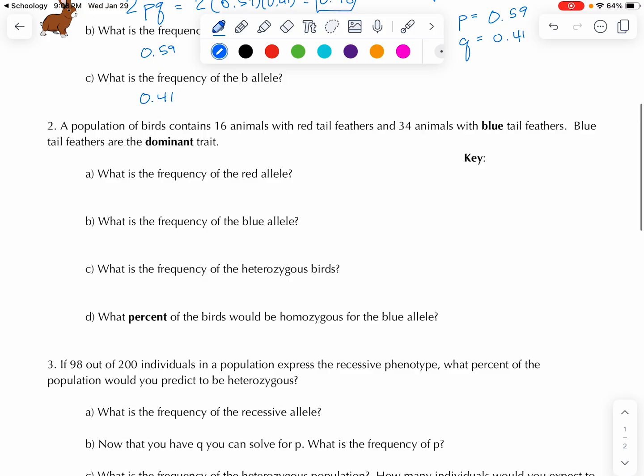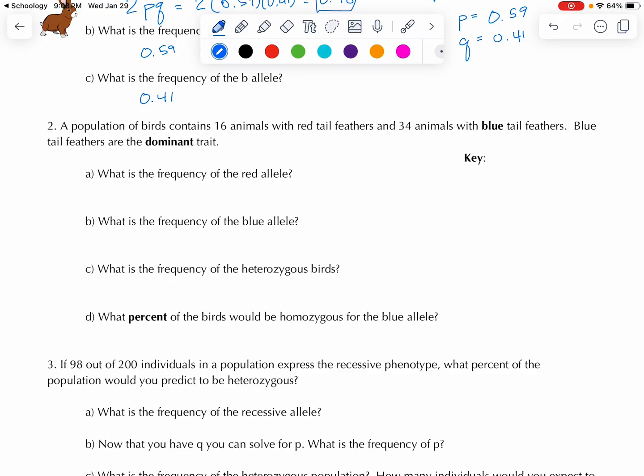All right, next one. A population of birds contains 16 animals with red tail feathers and 34 animals with blue tail feathers. We've got 50 birds here. Blue tail feathers are dominant. So 34 of them have blue tail feathers, and we know that's dominant, which means the red tail feathers are recessive. On this one, unless you're given the homozygous dominant like in the previous one, another trick is that you always want to focus on the recessive.